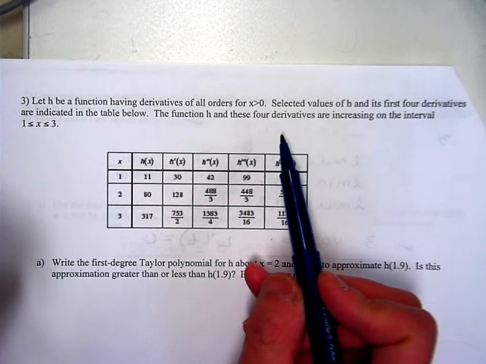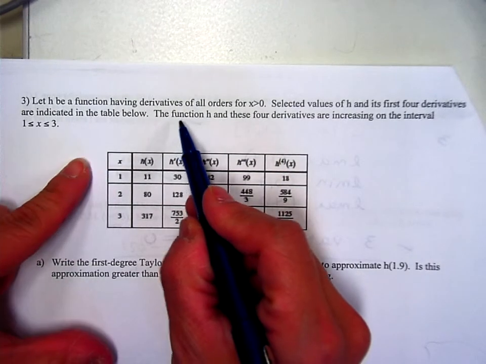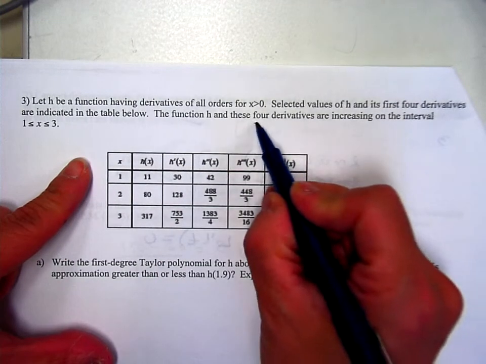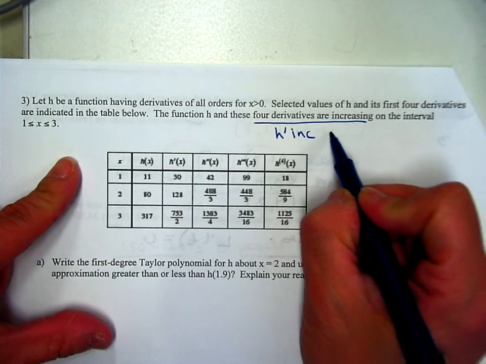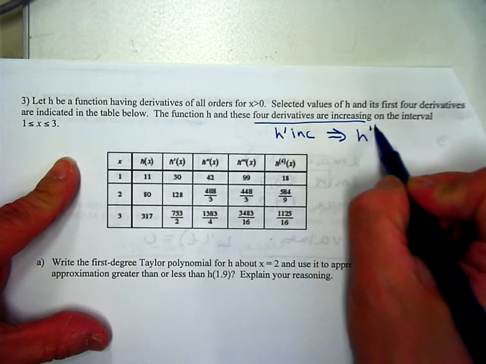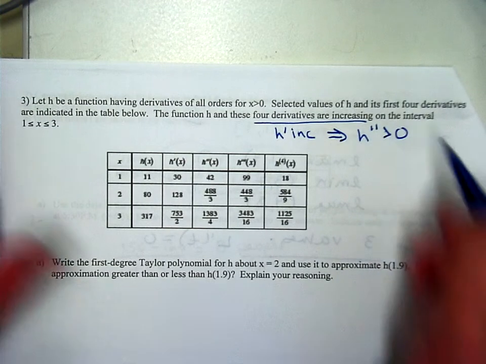Think about what this means. They tell you that h is increasing, but it also tells you that the derivatives are increasing. So if h prime is increasing, that is also really telling you that h double prime is greater than 0. Okay?